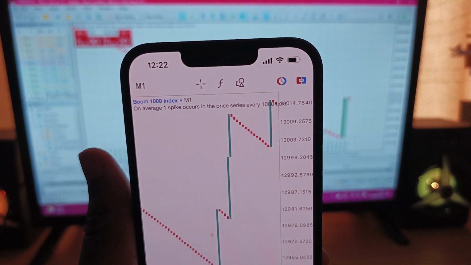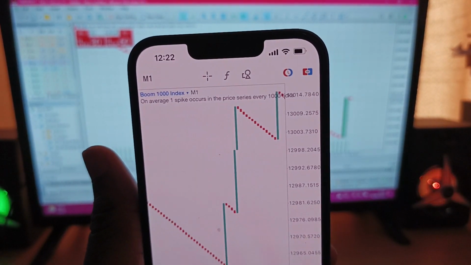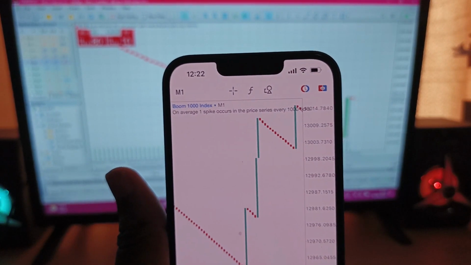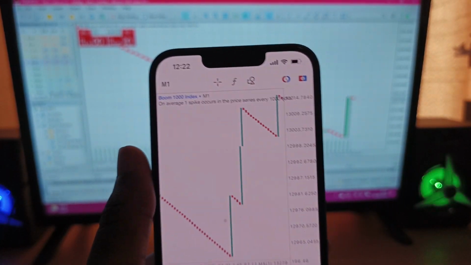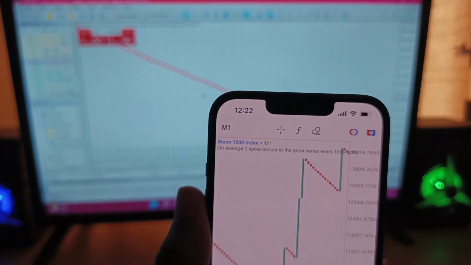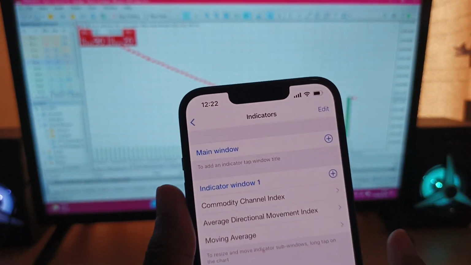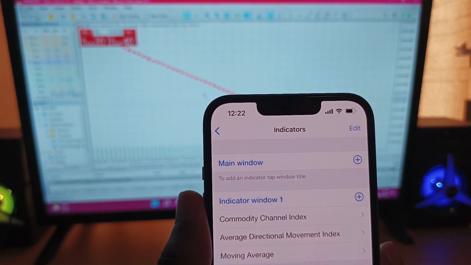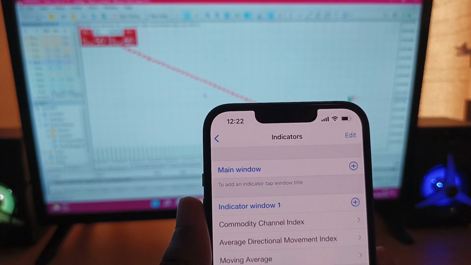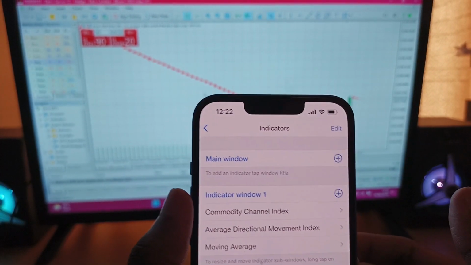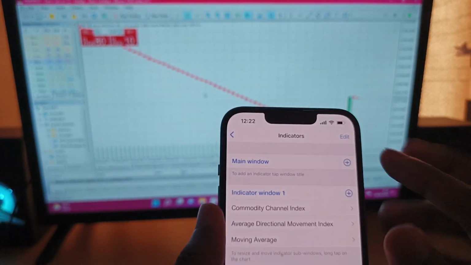Hi, here is a new strategy you can use to catch spikes on Boom and Crash 1000. This strategy is very reliable and you can give it a try, and it only uses about 3 indicators, which are the Commodity Channel Index, the Average Directional Movement Index, and the Moving Average. I'll show you the parameters in the next few minutes.